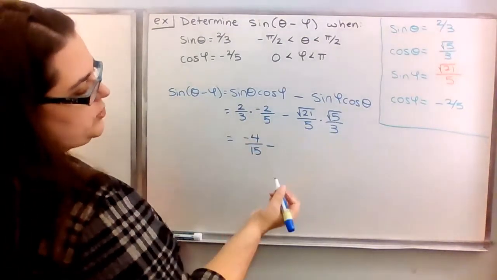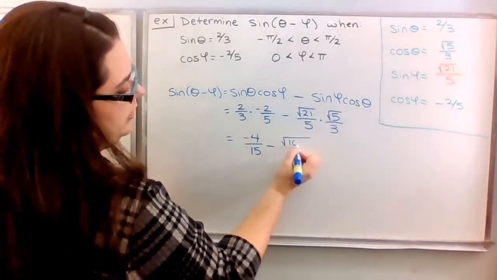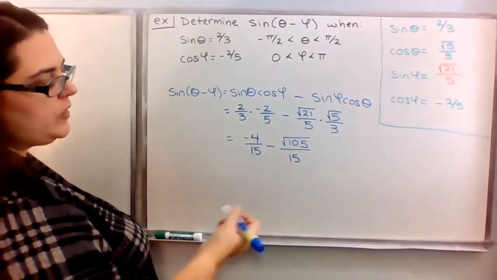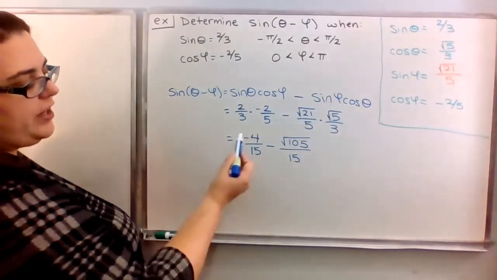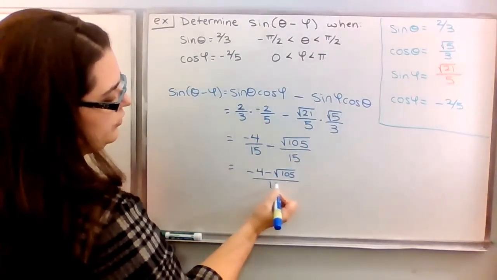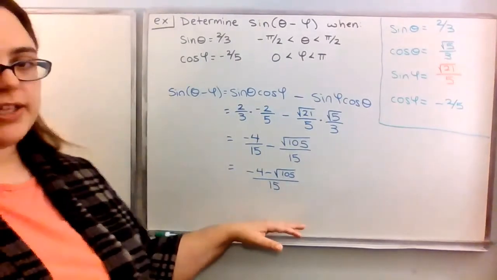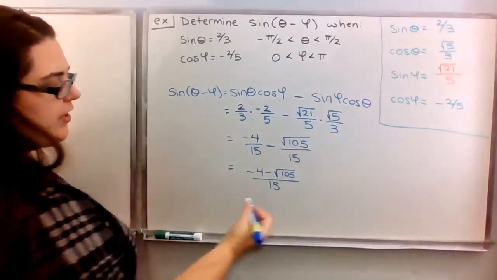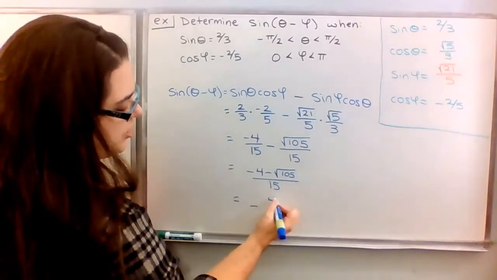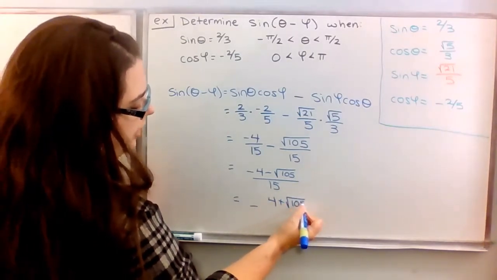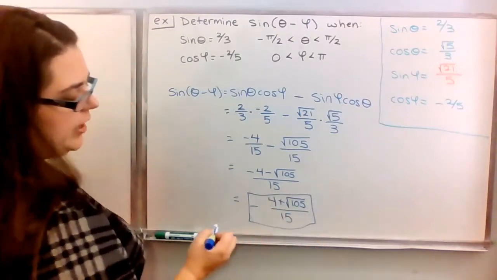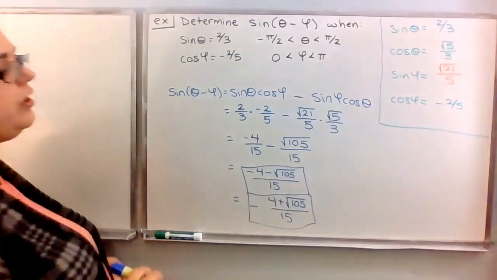So 5 times 21 is going to give me the square root of 105, and we have 15. So we could have negative 4 minus root 105 over 15. And you can leave your answer like that if you wish. If you want to factor a negative out of the numerator, you can as well. And you could write that as negative, and then the fraction 4 plus root 105 over 15. So either of these answers would be acceptable for this problem.